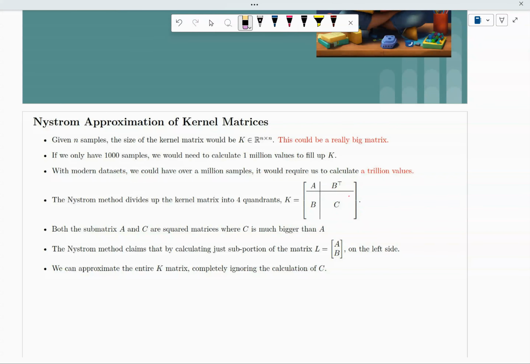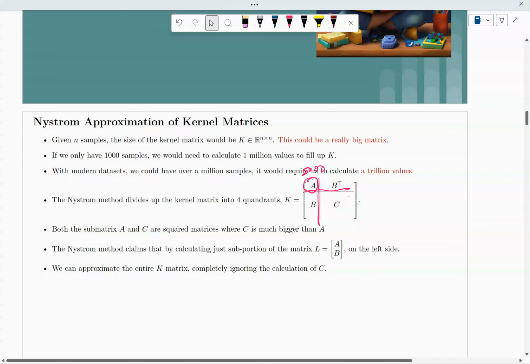So the idea of Nystrom is that essentially they claim that you don't have to calculate this. You can divide the matrix into quadrants where this A is tiny. So if this is 1,000,000, maybe this is 5,000. This is much, much smaller than 1,000,000. Imagine this is a million by million matrix, so there are a trillion numbers. So this is 5,000, and dealing with 5,000 is much, much easier.